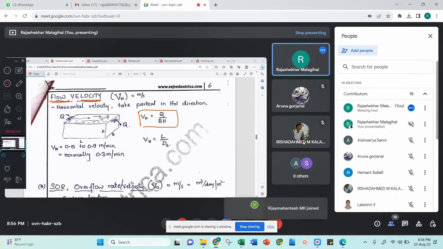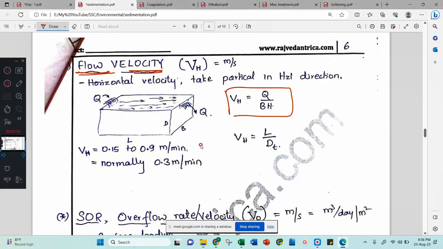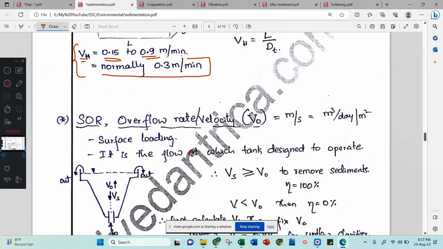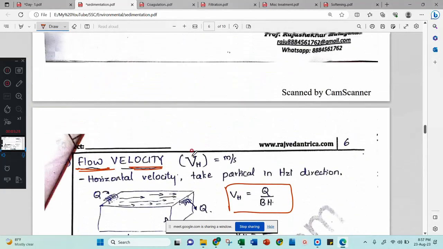Now we have got the horizontal velocity, and some specifications are there which you have to remember. Horizontal velocity must be 0.15 to 0.9 meter per minute. Normally for design we will use 0.3 meter per minute. When we go to SSC paper 2, once you qualify paper 1, we will discuss the sedimentation tank in much more detail and solve many problems, because paper 2 is more problem-oriented. Then this is all about flow velocity.